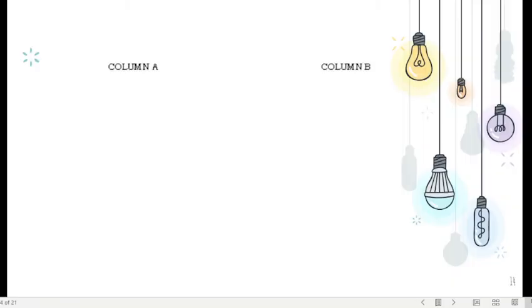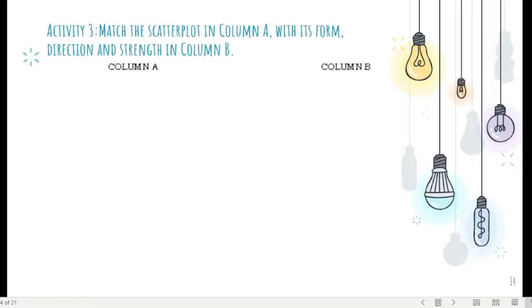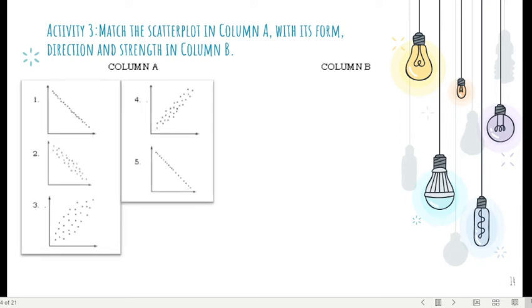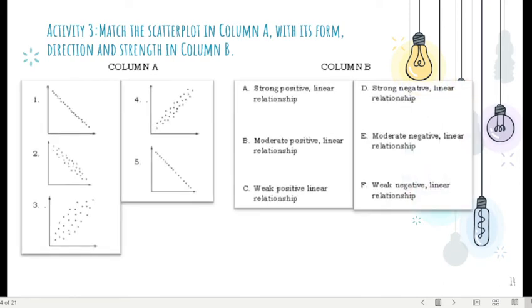So for our next activity, match the scatter plot in column A with its form, direction, and strength in column B. I will give you 5 minutes to determine the values of those scatter plots.